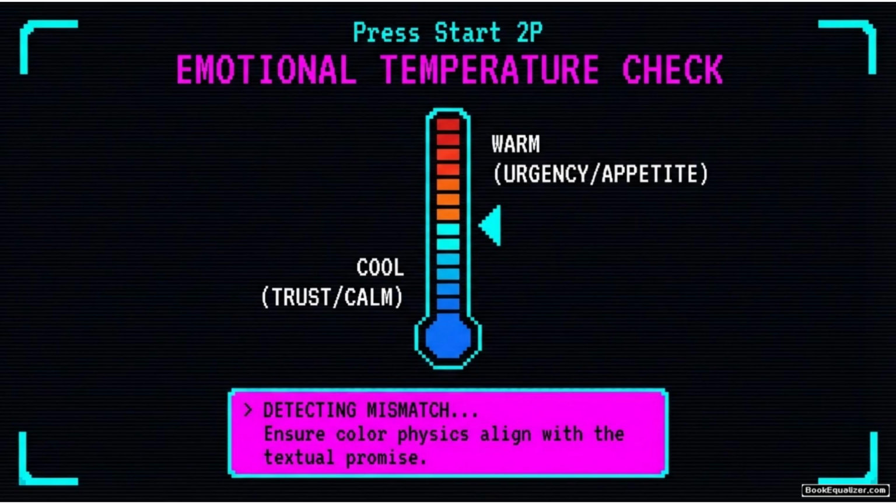They're low energy. Detecting mismatch. Ensure color physics align with the textual promise. If your title promises fast results and quick wins, but your cover is cool blue and subdued, there's a temperature mismatch. The visual is contradicting the verbal promise. If your book is about calm meditation and stress reduction, but your cover is screaming red with aggressive fonts, same problem. Temperature consistency builds trust. Inconsistency creates cognitive dissonance, and cognitive dissonance kills conversions.